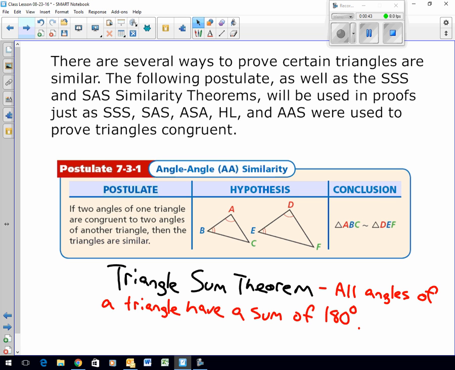You also need to write down the triangle sum theorem. Write down those two pieces of information: the angle-angle similarity postulate and the triangle sum theorem. We have several ways that we can prove the triangles are similar. The angle-angle similarity postulate and the side-side-side and side-angle-side similarity theorems will be used in proofs, and then when we get to congruence, we're going to have side-side-side, side-angle-side, and angle-side-angle.